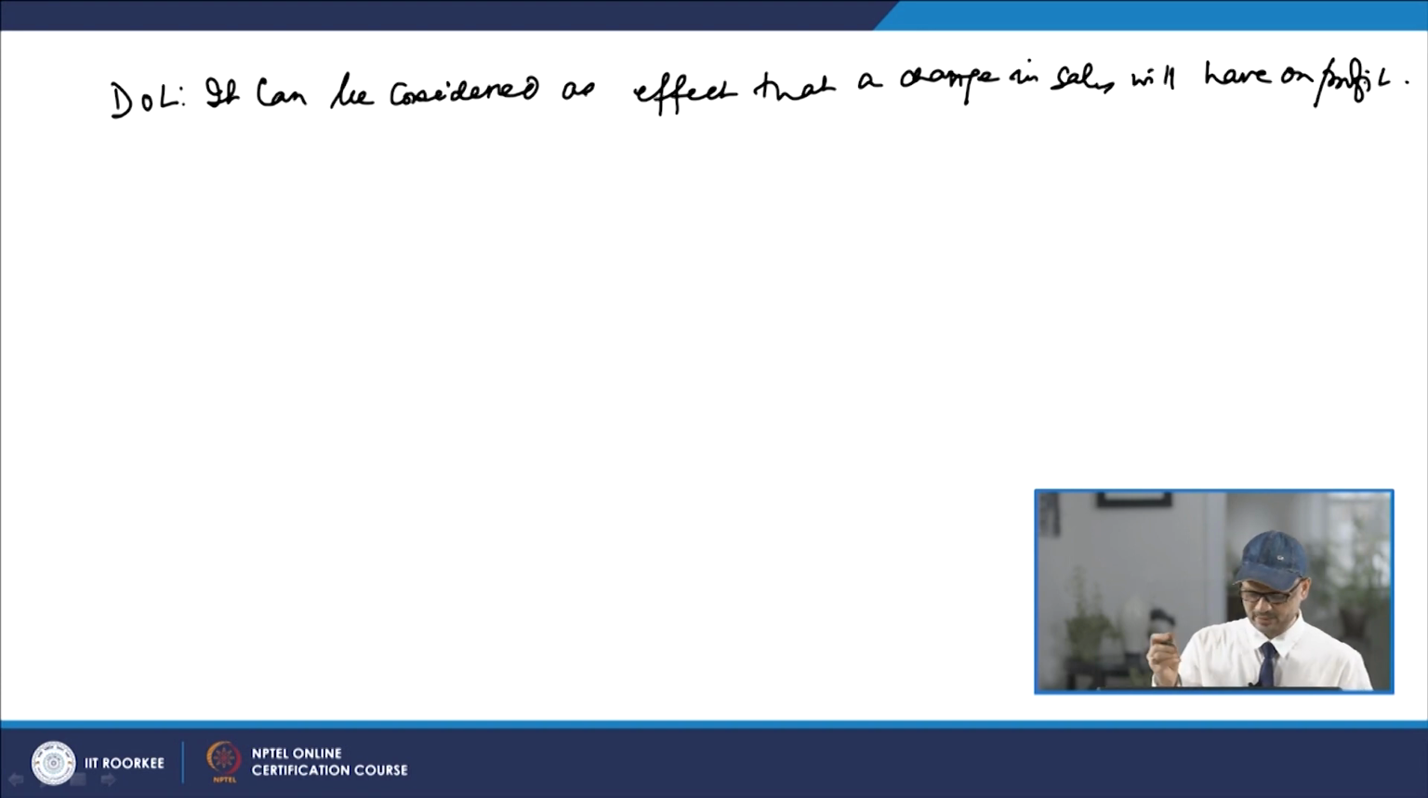So, I mean we also define it as the concept of sales elasticity. That will be the elasticity of profit with respect to sales. So, if there is a change in sales, what will be the change in the profit. So, we also express it in terms of the change in profit.